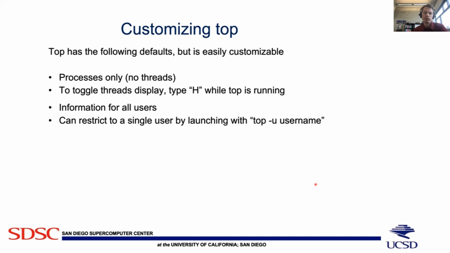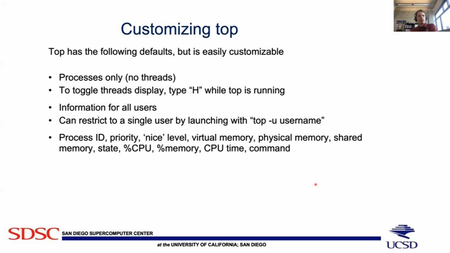So, if you have multiple users on a compute node or on a system, you just type top -u username, and then you'll see the processes and threads only of that user. And so you'll see process ID, priority, the nice level, virtual memory, physical memory, shared memory, the state of the process, the percentage of the CPU that it's using. That's probably what you mostly want to look at, and the percentage of memory, and then how much CPU time it has used.